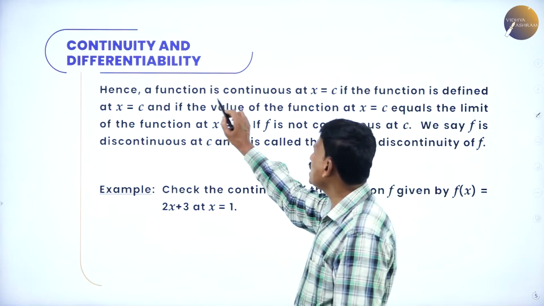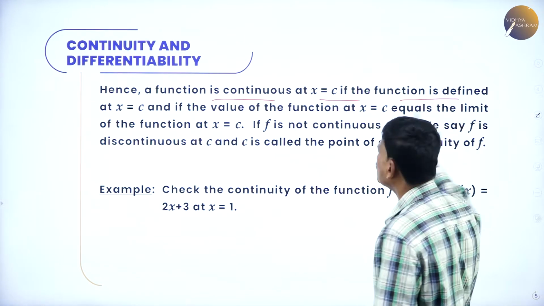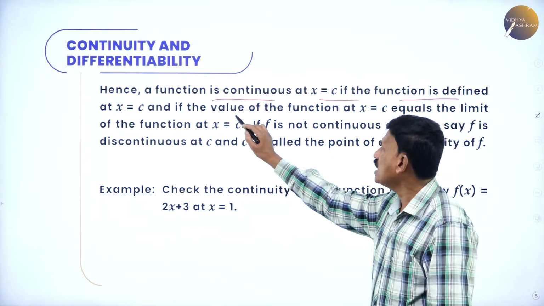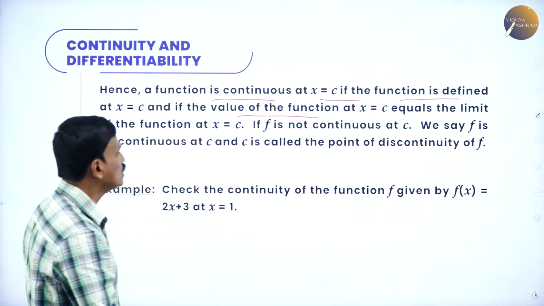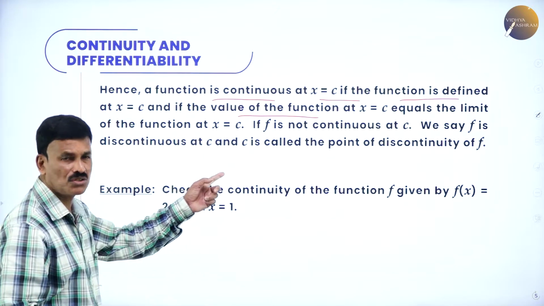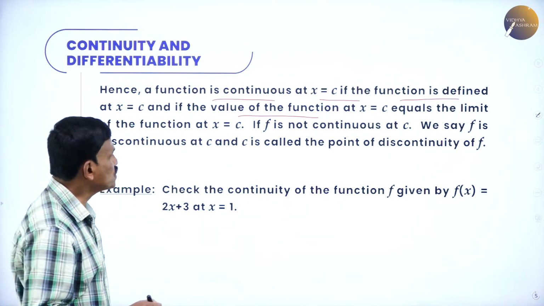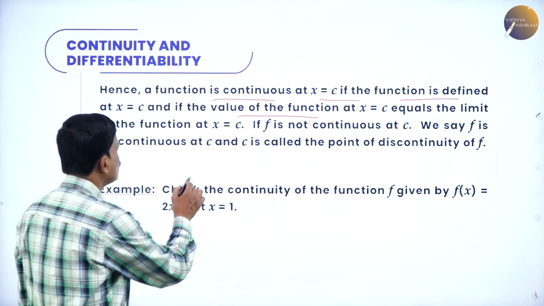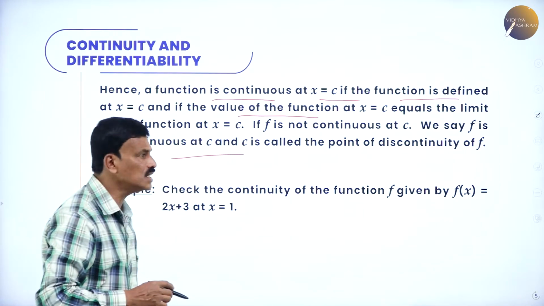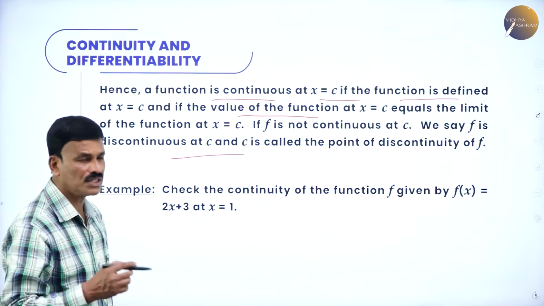Hence, a function is continuous at x is equal to c if the function is defined at x is equal to c, and if the value of the function at x is equal to c is equal to the limit of the function at x is equal to c, then it is called a continuous function. If it is not equal, then it is called discontinuous. So we say that f is not continuous at c or discontinuous at c, and c is called the point of discontinuity of the function f.